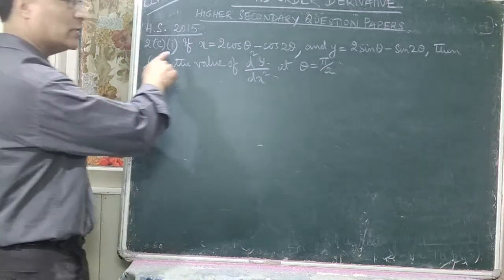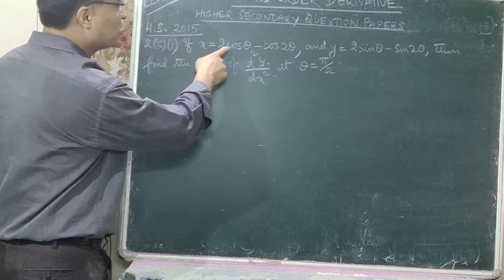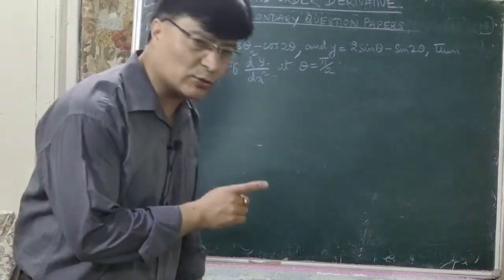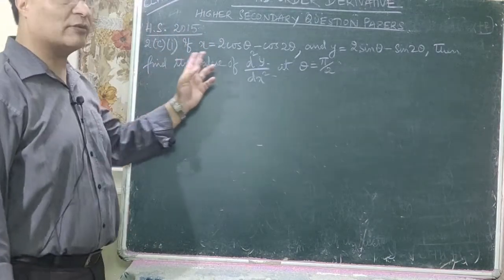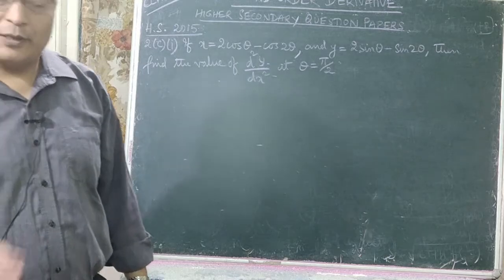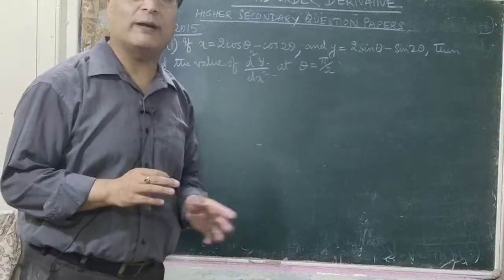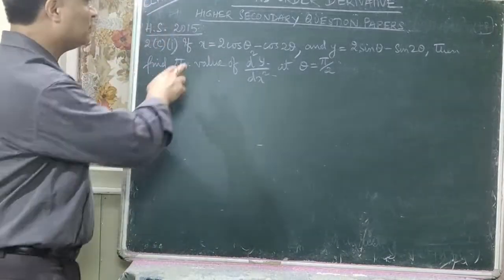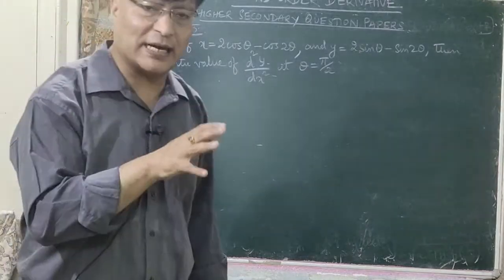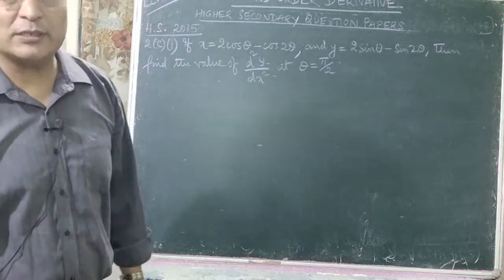This question is from number 2C number 1. If x is equal to 2 cos theta minus cos 2 theta and y is equal to 2 sin theta minus sin 2 theta, then you have to find the value of d2y by dx square at theta is equal to pi by 2. You know that these x and y are expressed in terms of a third variable theta. Here theta is a parameter, so this type of equation is known as a parametric equation.